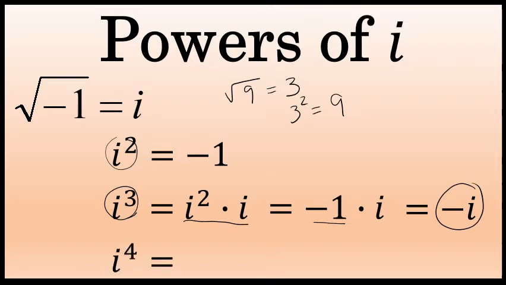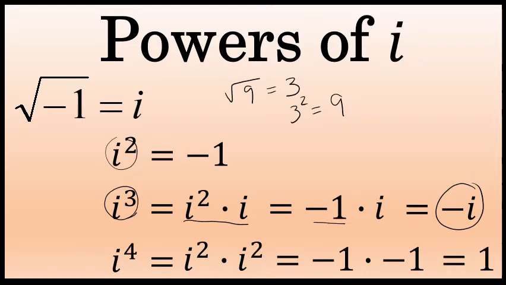How about i to the fourth? Well, i to the fourth could be broken apart as i squared times i squared. And we know that i squared is -1, so i to the fourth is -1 times -1, or simply 1. If you ever encounter an i to the fourth power in a problem, that can be replaced with a 1. Now this pattern repeats itself for powers greater than 4 on i. Let's discuss how that's done.